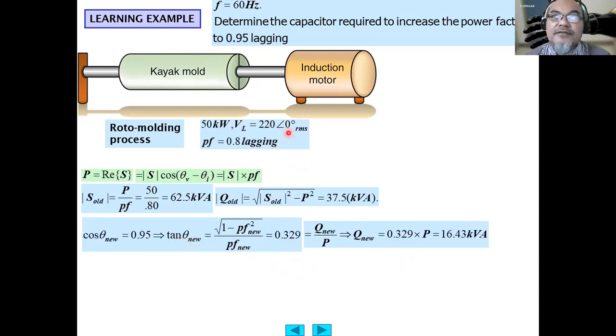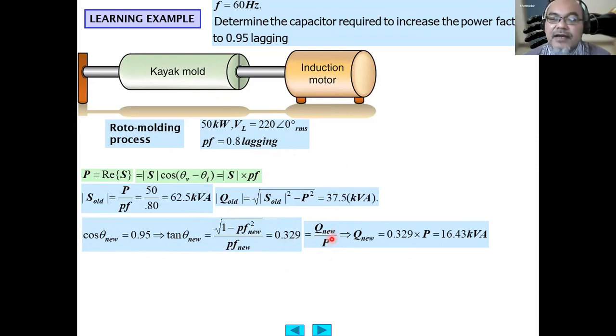The tangent theta nu, if you look from the phasor diagram, tangent theta means the y over x, so the Q nu divided by the P. If we find it difficult to memorize this formula, just find the theta nu first, the angle, and then you can calculate the tangent theta from that angle. And this equals 0.329.